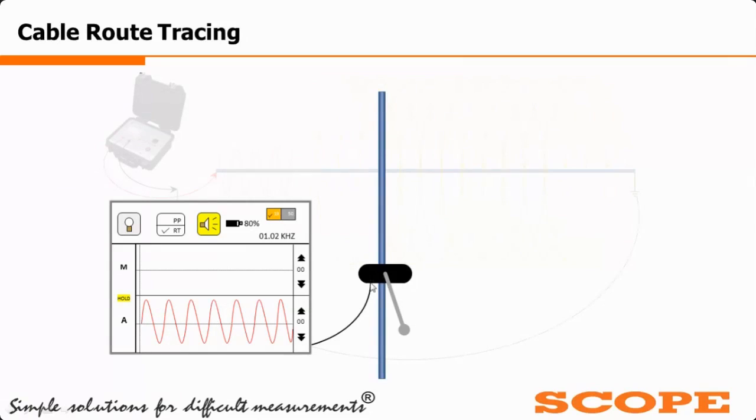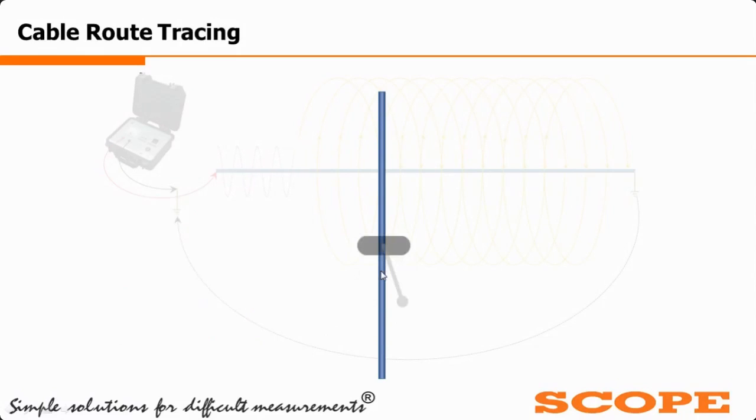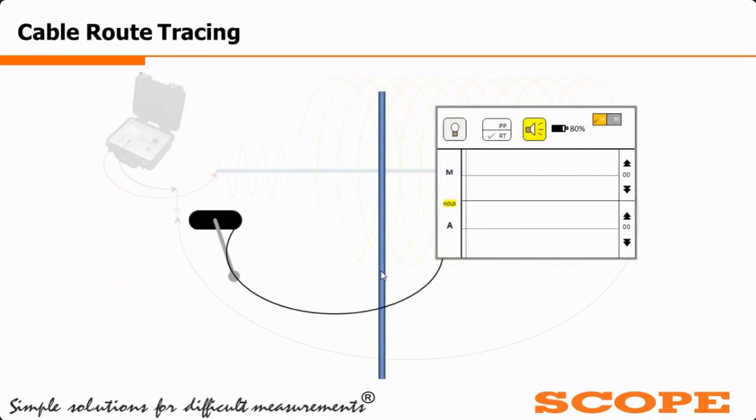Whenever the sensor is exactly above the cable, the maximum amplitude of the route tracing signal appears in this acoustic channel, also called the route tracing channel. These acoustic graphs show a maximum whenever the sensor is above the cable. If we move the sensor either to the right or the left, away from the cable, the signal weakens and the amplitude is lowered.